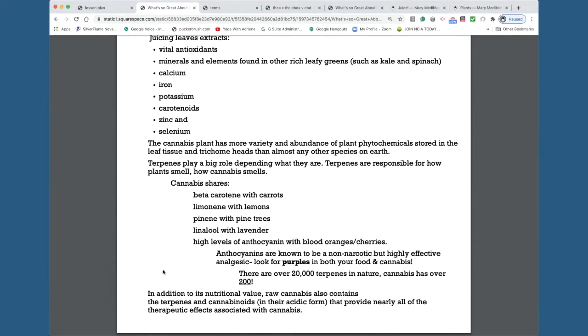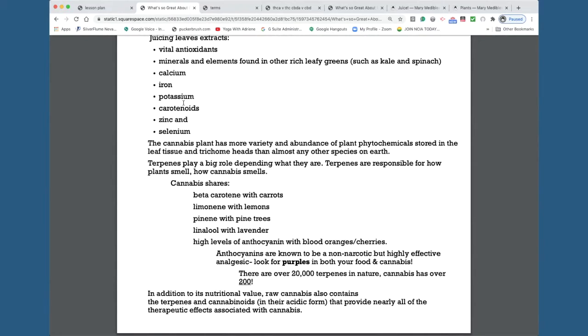And in addition to its nutritional value, raw cannabis also contains terpenes and the cannabinoids in their acidic form, which provide nearly all the therapeutic effects associated with cannabis. So you really might want to look into incorporating cannabis.